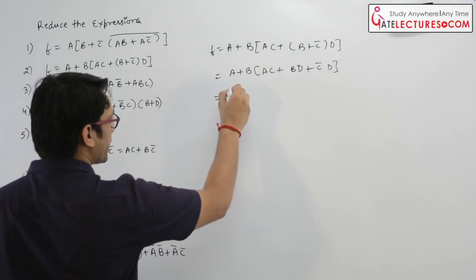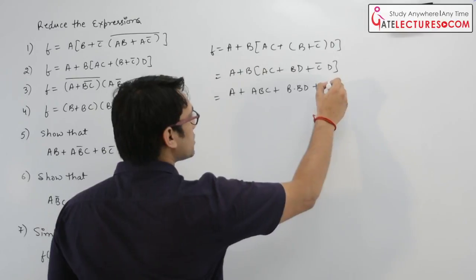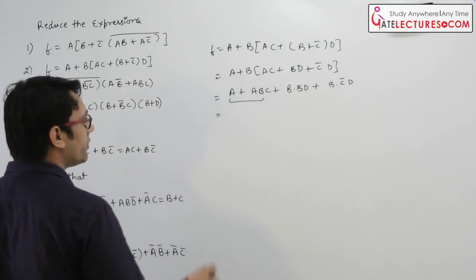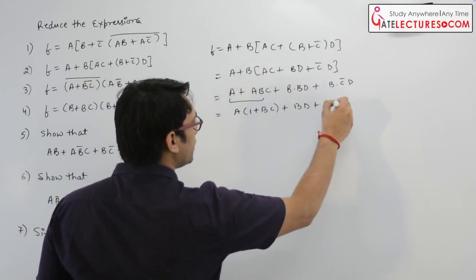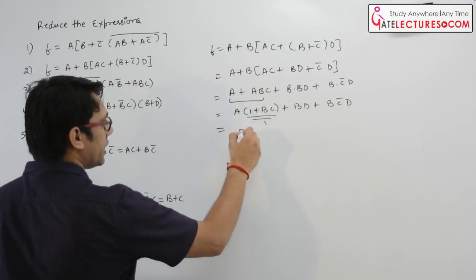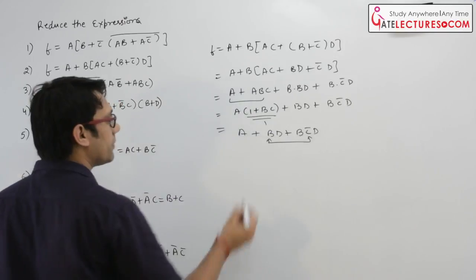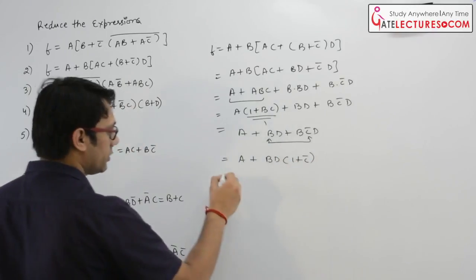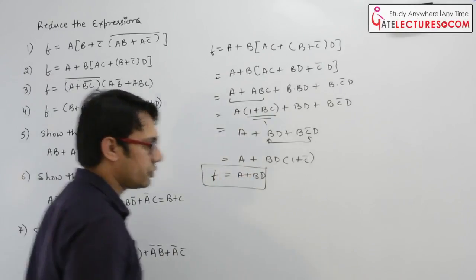So again, try to open the brackets: a plus abc plus b dot bd plus b dot c complement d. Now you can take a as common between these two, so you'll get a (1 plus bc) plus bd plus bc complement d, right? So here this expression will become 1, so it is a plus bd plus bc complement d. Again, between these two expressions you can take bd as common, so it will be a plus bd (1 plus c complement), which can be written as a plus bd, right? So this above function can be minimized to a plus bd.